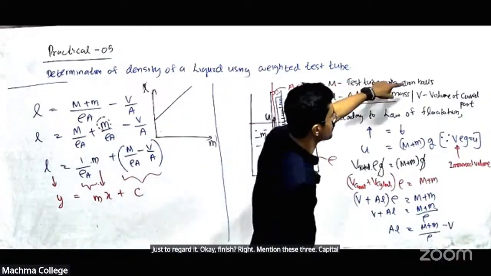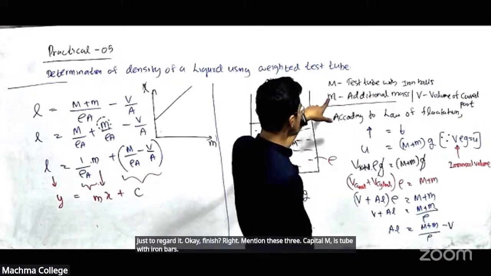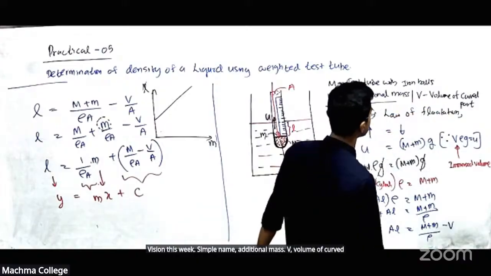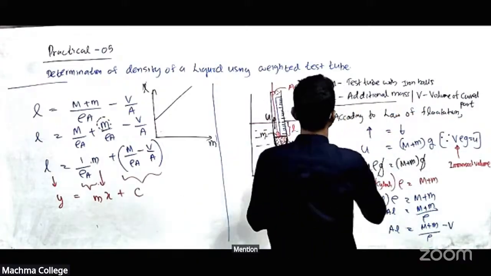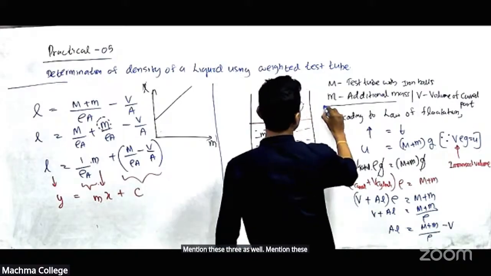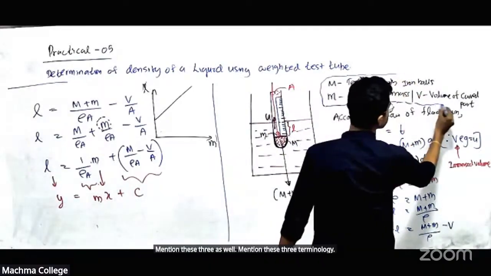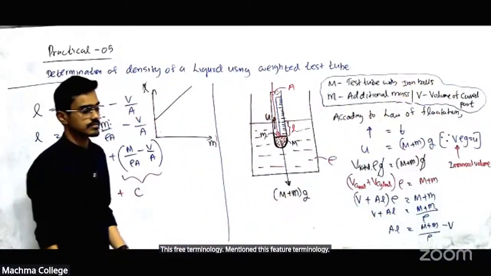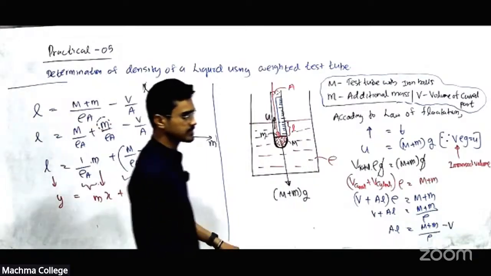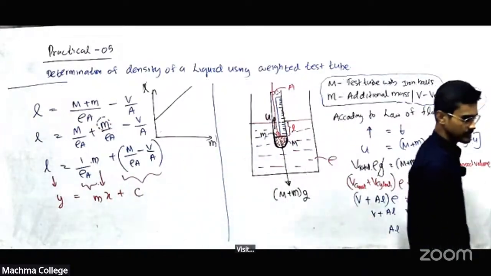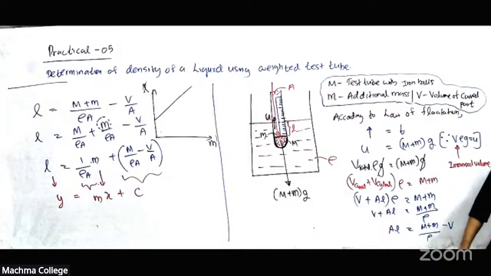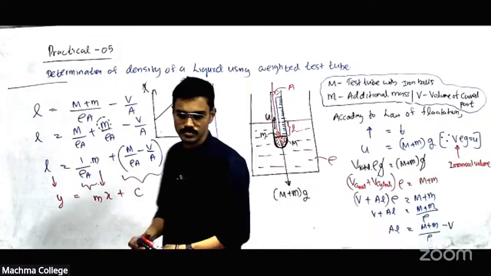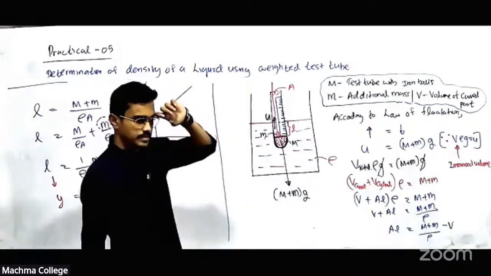Mention these three. Capital M, test tube with iron balls. Simple m, additional mass. V, volume of curved part. Mention these three terminologies as well.